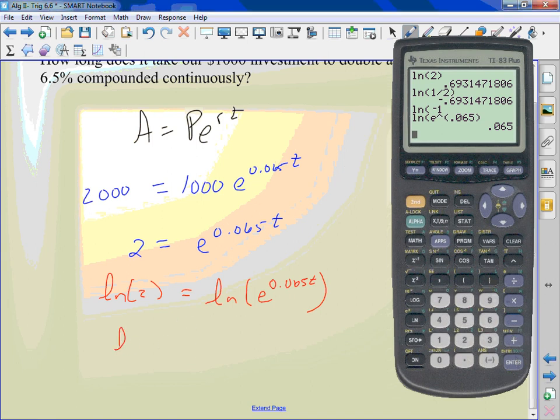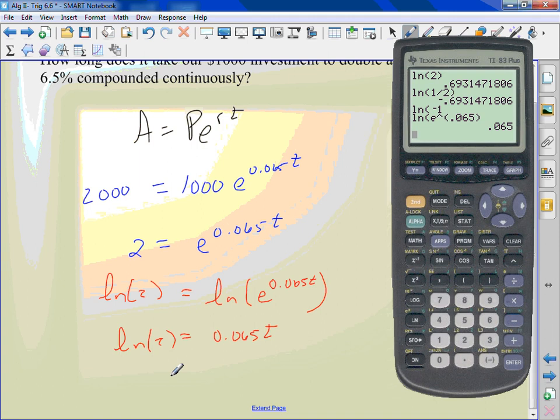So I have ln of 2 equals 0.065t. t's not an exponent anymore. It's now brought down. Just like on yesterday's homework, it was brought down when we took the logs. Yes, ln gets rid of an e. An e gets rid of an ln.